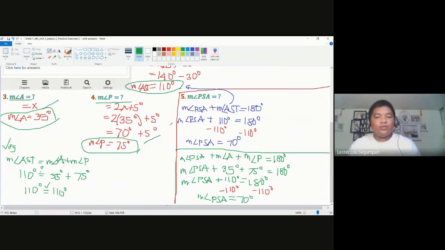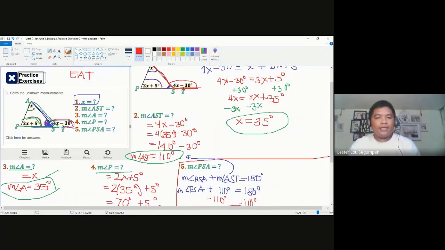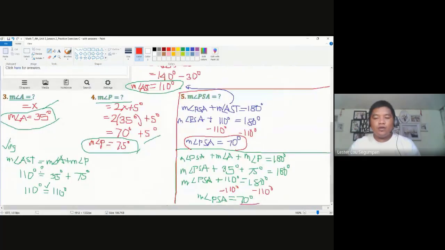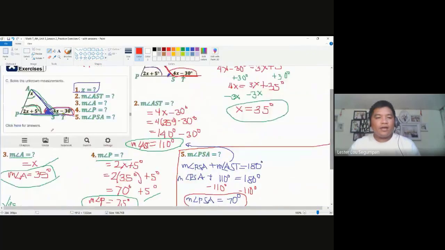So we have two different solutions here that resulted in the same answer. The first one is with the use of the linear pair of the interior angle PSA and the exterior angle AST. And the second solution is with the use of the sum of the interior angles of a triangle, as the measurement of angle PSA together with angle A and angle P are interior angles of a triangle that must sum up to 180 degrees.